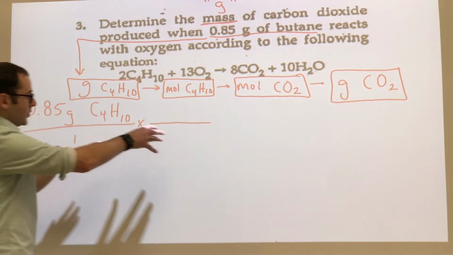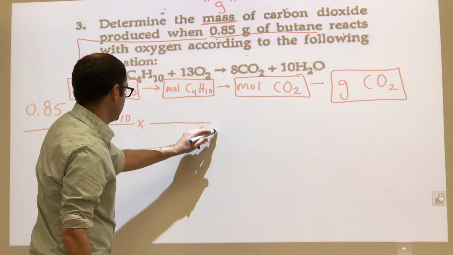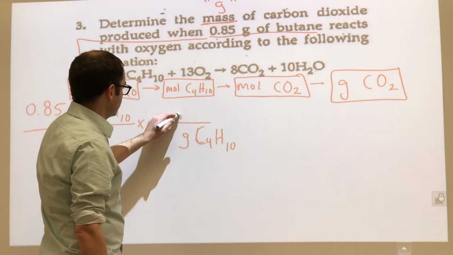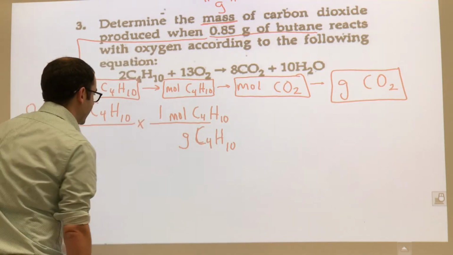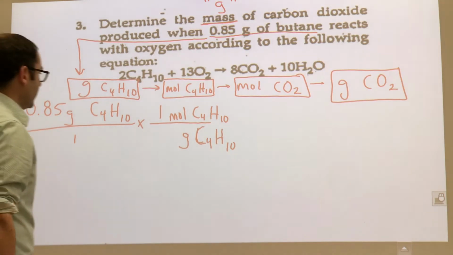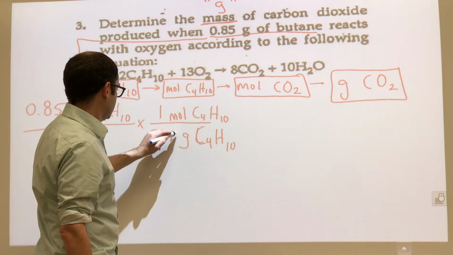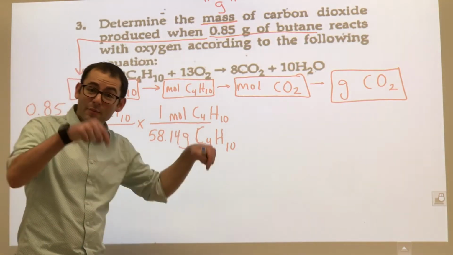Okay, so let's do this. What's going to go on the bottom here? Grams of C4H10. And what's going to go on the top? Moles of C4H10. Okay, what's the molecular mass of C4H10? What is it? 58.14. Does everyone agree with that? I agree. I think it's fine. We'll find out in a minute, right? Comment below if it's wrong.